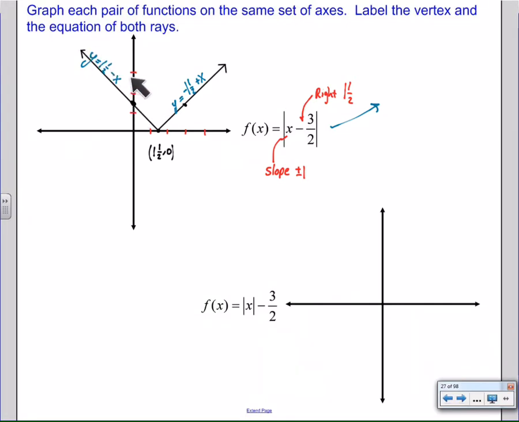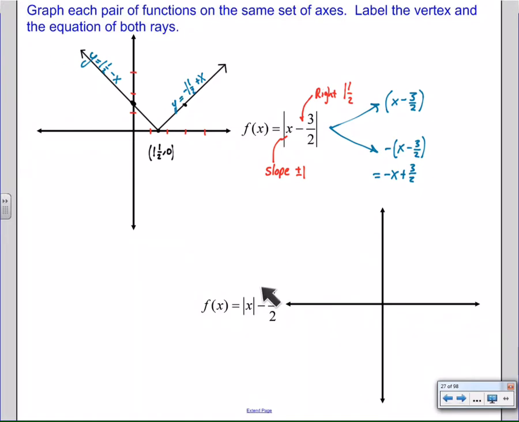Now, you know you did this right if you follow the definition of absolute value. The absolute value says, if everything in here is already positive, do nothing, leave it alone. The absolute value also says, if everything in here is already negative, take the opposite. The opposite of x minus 3/2 is negative x plus 3/2. So from my equation, I can see there are two rays, and from my graph, I can see there are exactly the same two rays.